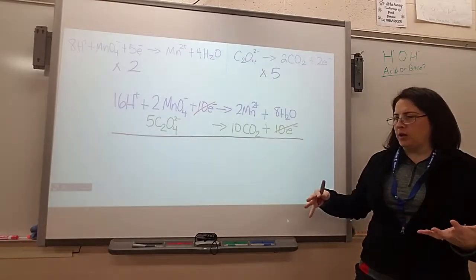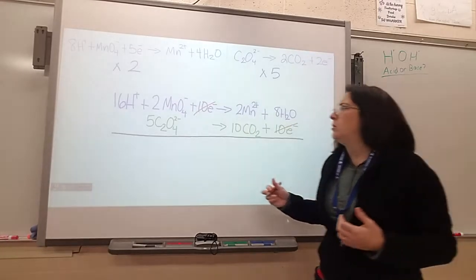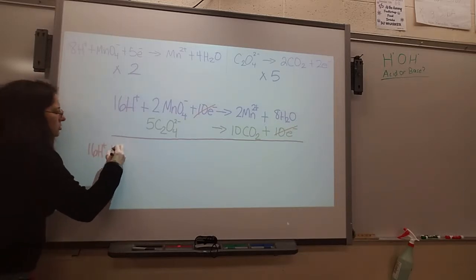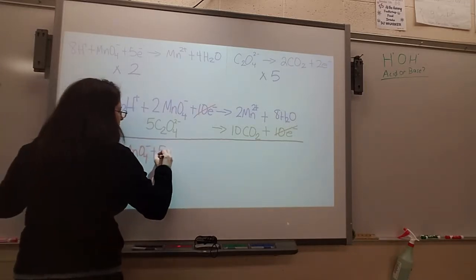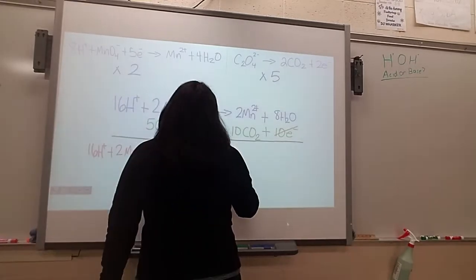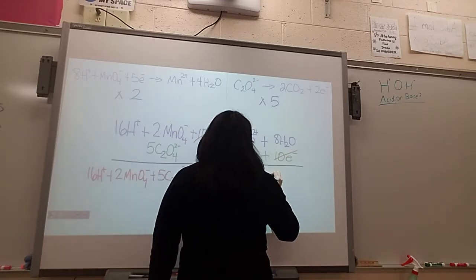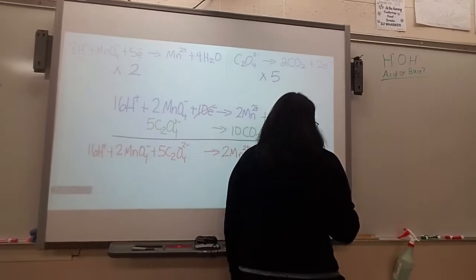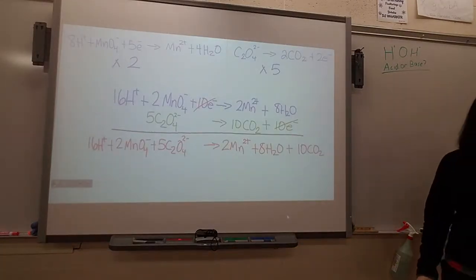Okay, and then I just bring everything down together. So 16H plus, 2 MnO4 minus, plus 5 C2O4 2 minus yields 2 Mn2 plus, 8 water, plus 10 CO2. And that's my final product.